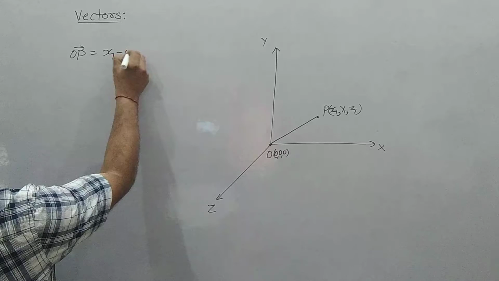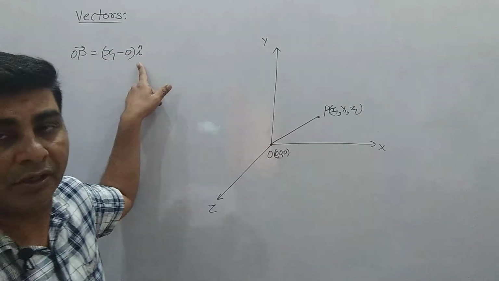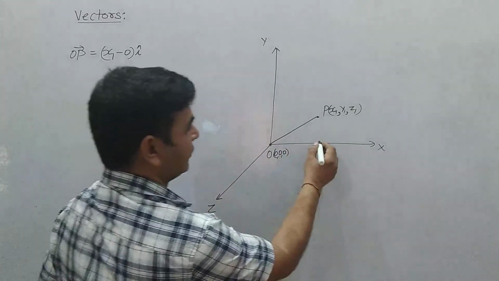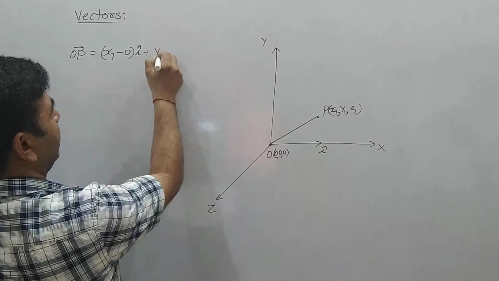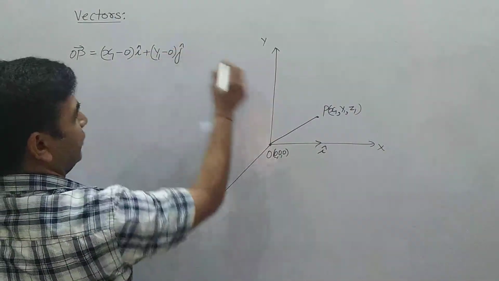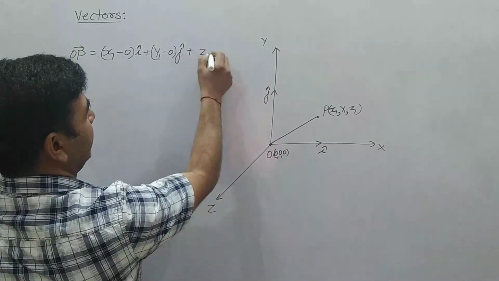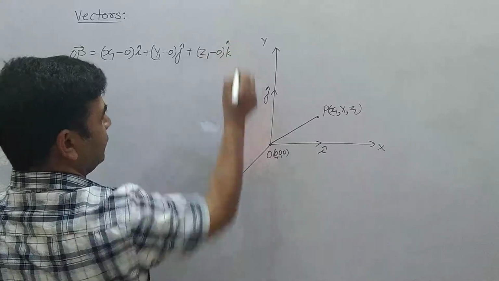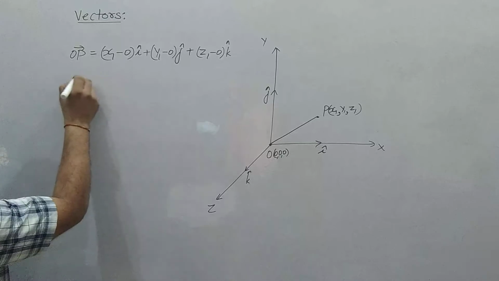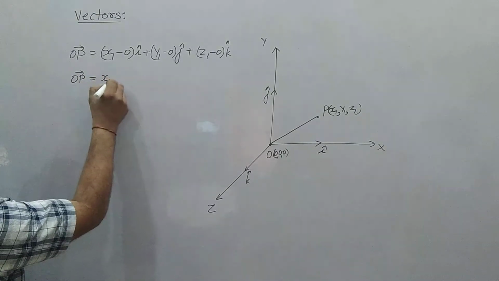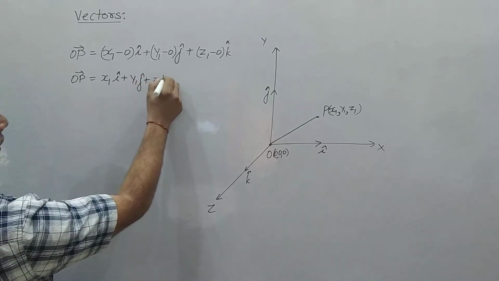This is given by x1 minus 0 multiplied by i cap. This i cap is always a unit vector along the x-axis, showing the direction along the x-axis. Next is y1 minus 0 into j cap, the unit vector along the y-axis, plus z1 minus 0 into k cap, the unit vector along the z-axis. So the vector OP is formed as x1 i cap plus y1 j cap plus z1 k cap.